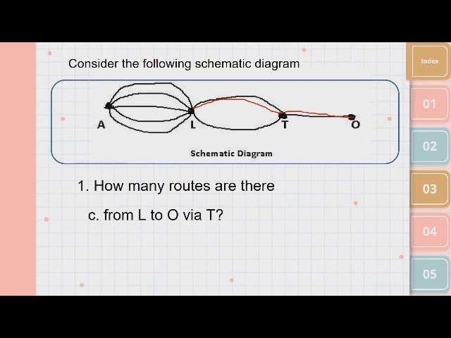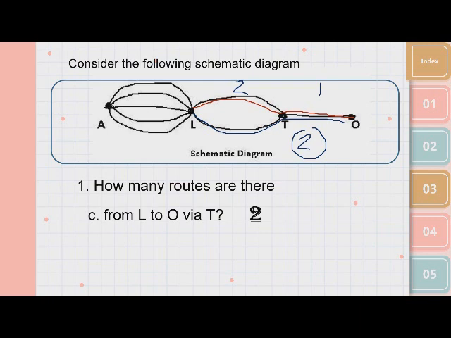And then another one, L going to T, then O. So you only have two. In short, from L to T, how many routes do you have? Two. And then from T to O, you have one. Therefore, 2 times 1, your answer is equal to 2. And that is our answer for the third problem.